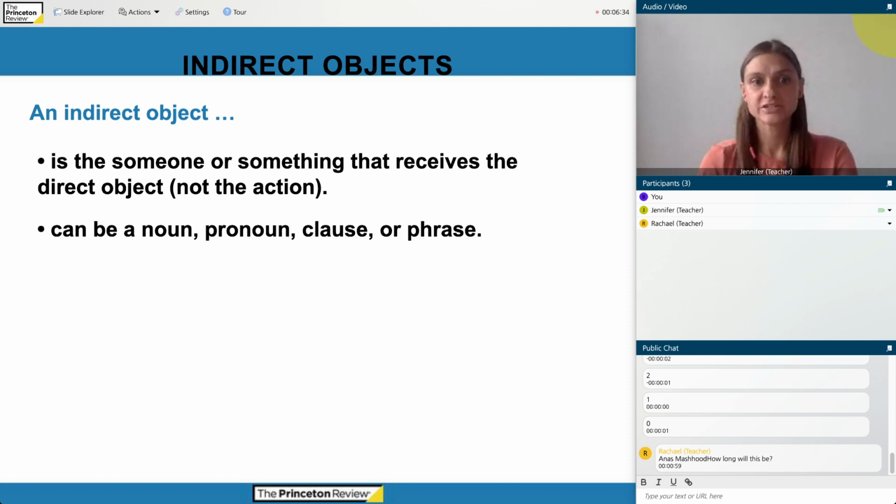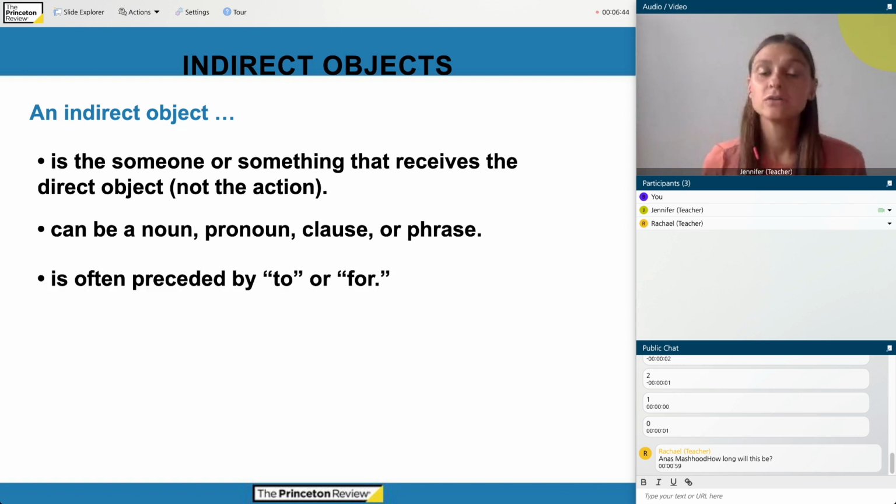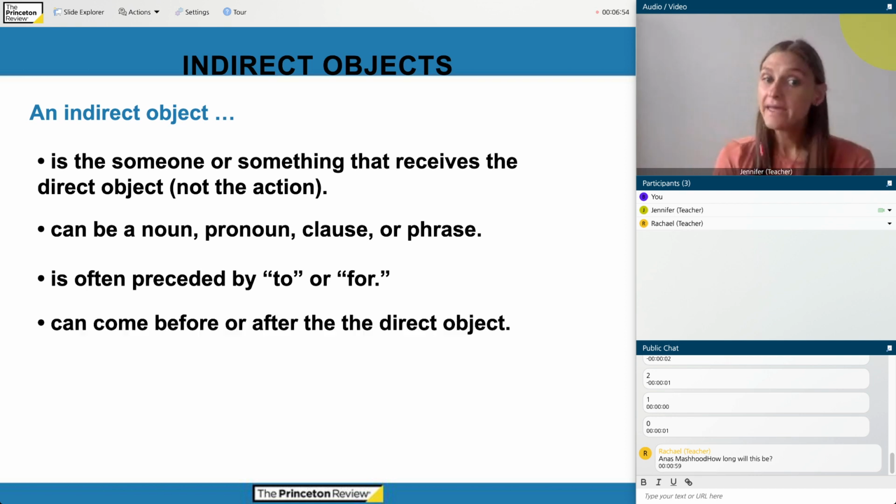An indirect object, just like a direct object, can be a noun, a pronoun, a clause, a noun phrase, a noun clause, any of those different constructions. And a lot of times, not always, your indirect object is going to have the preposition to or for just in front of it. And it can come before or after the direct object, and we're going to see a few examples of them.